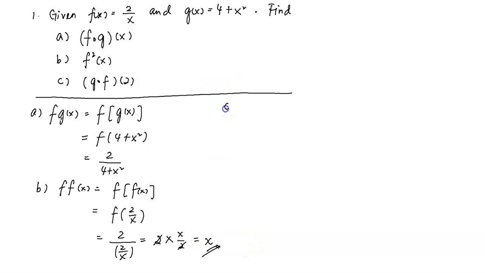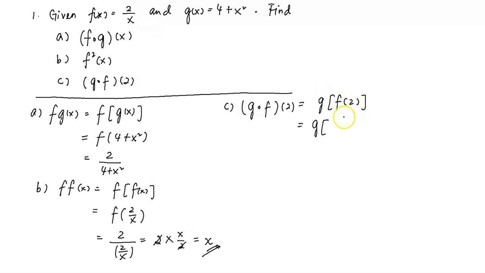Okay, so C requires us to find fg(2). What does fg(2) mean? It's a kind of composite function, but we're going to substitute the 2 inside. We can also do it in this way. The first function is function f, and then we substitute 2 into the function f.